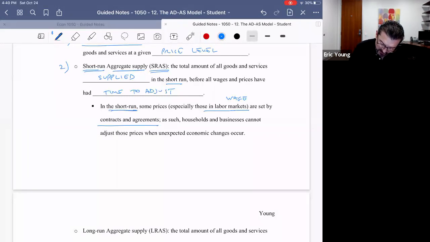In the short run, since some of these prices, especially wages, are set by contracts and agreements, households and businesses cannot adjust those prices when economic conditions change. So basically in the short run, we're stuck with particular prices and wages. And that has an implication that we'll discuss later.